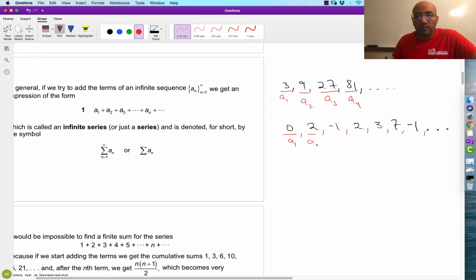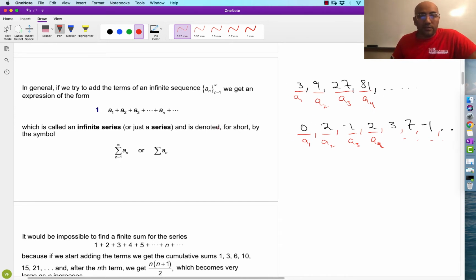So it's the first one on my list, the second one, the third one, the fourth one, and so on. But now if we're interested in adding these values, it turns into a series. An infinite series is the sum of the values of an infinite sequence. So a sub 1, a sub 2, a sub 3, that's a sequence. And when we add them together, that turns into an infinite series, or just a series.